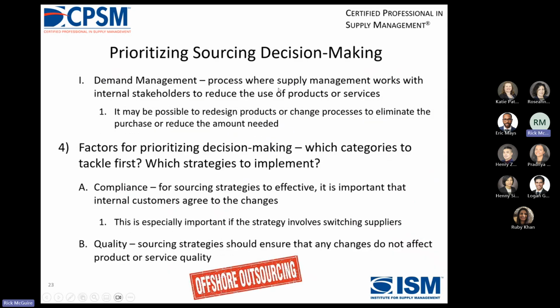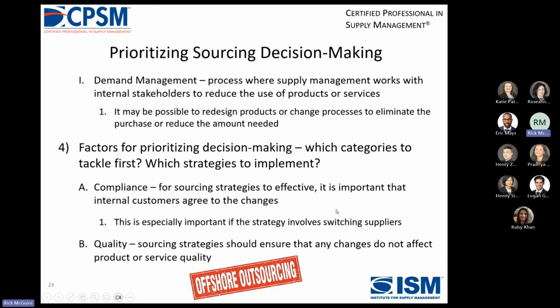Demand management process where the supply management works with internal stakeholders to reduce the use of products or services. It may be possible to redesign products or change processes to eliminate the purchase or reduce the amount needed. This is really kind of directed at indirect buying. Factors prioritizing decision making. So you've got all these ideas, which ones to start working on first.